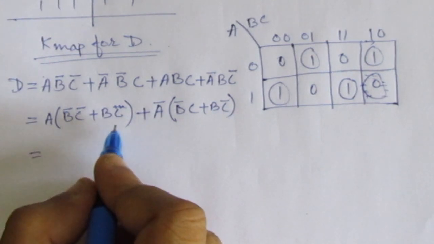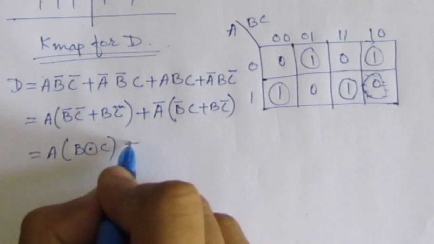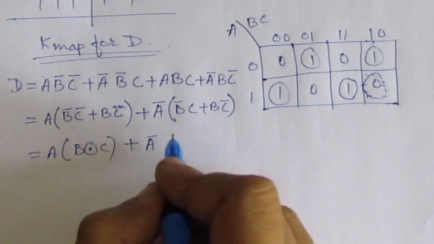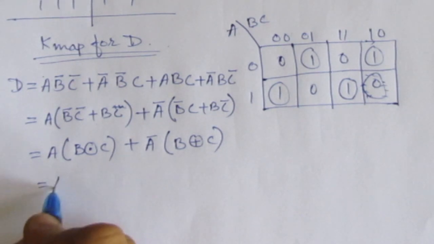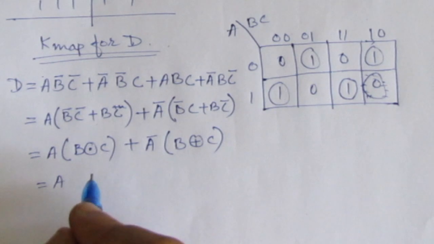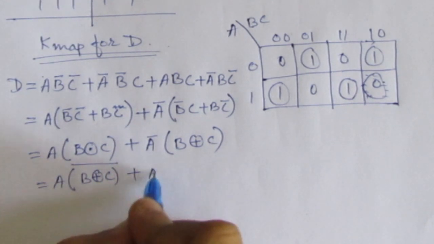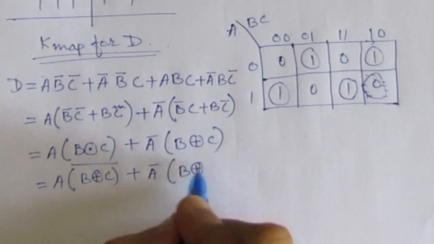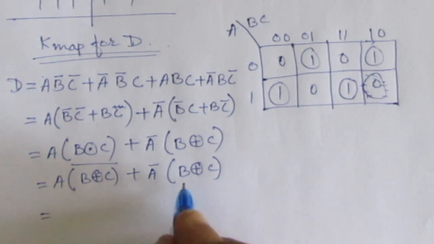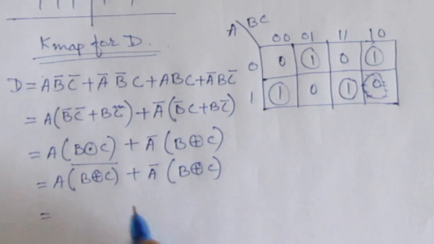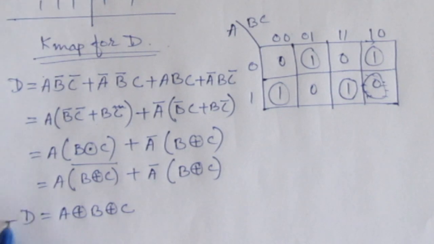This is the expression for XNOR. So A within bracket B XNOR C, plus A bar times the expression for the XOR gate, therefore we can write B XOR C. We also know that the XNOR operation is the complement of the XOR operation, therefore we can write A times B XOR C whole bar plus A bar times B XOR C. Considering B XOR C as one term, we can write A XOR B XOR C. So this is the expression for the difference.